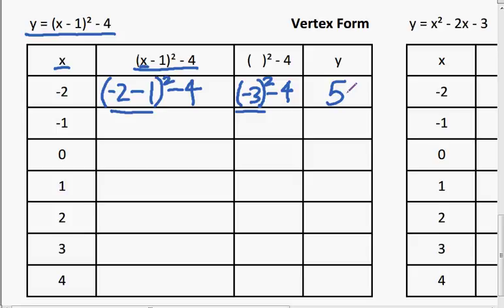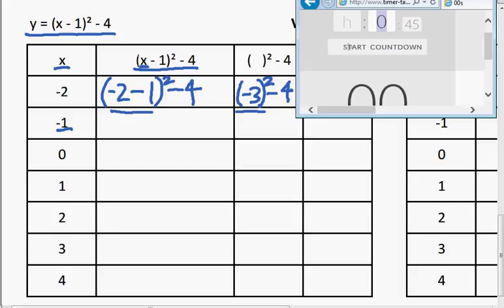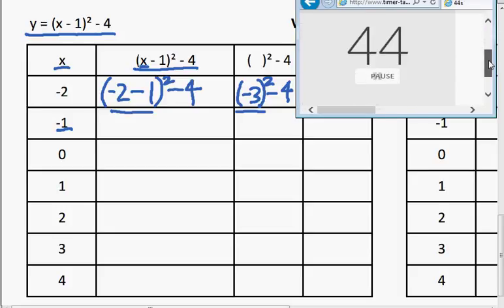Okay, take 45 seconds. Try x equals -1. And then I will show you the answer. You can check your answer. But try it now by yourself.